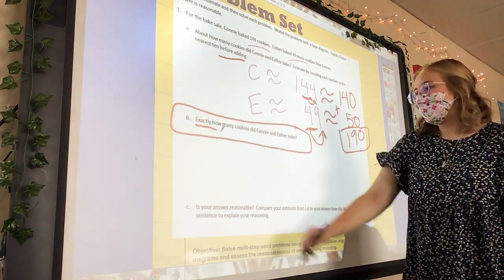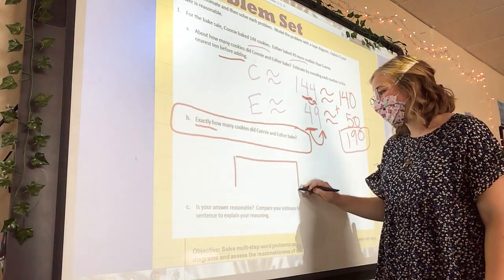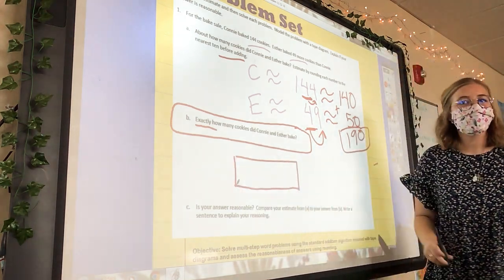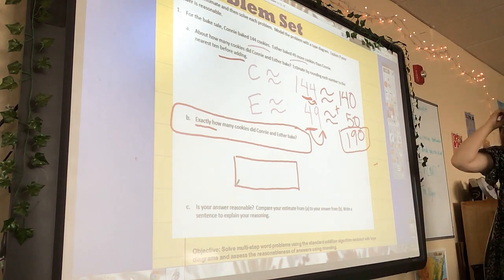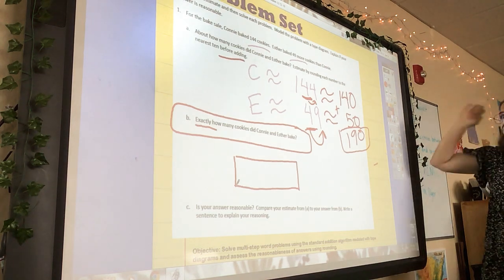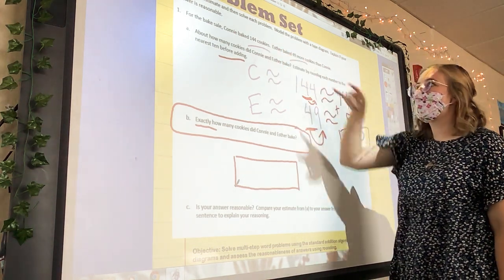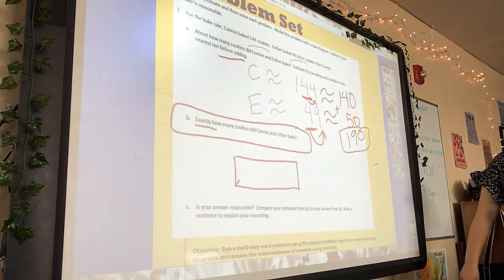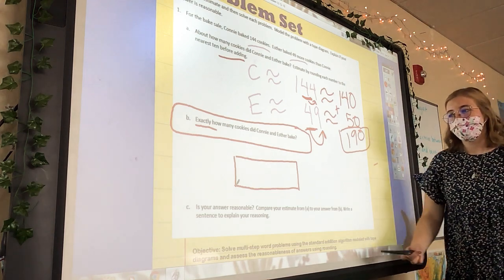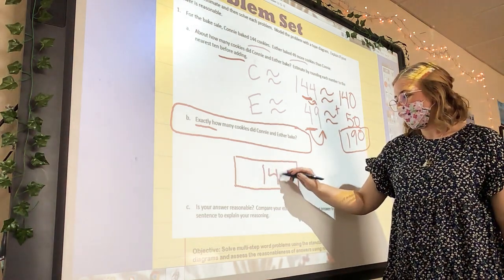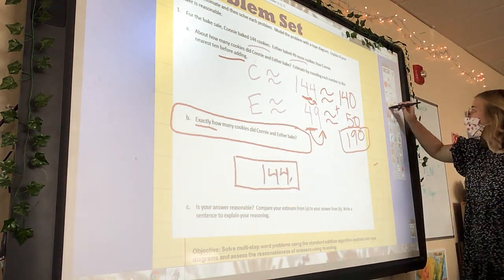Okay? So Connie, now I want you to draw a tape diagram, okay? So ignoring our rounded answer for right now, going back to the actual numbers, okay? How many cookies did Connie bake? Ready, go. 144. Good. Connie baked 144.